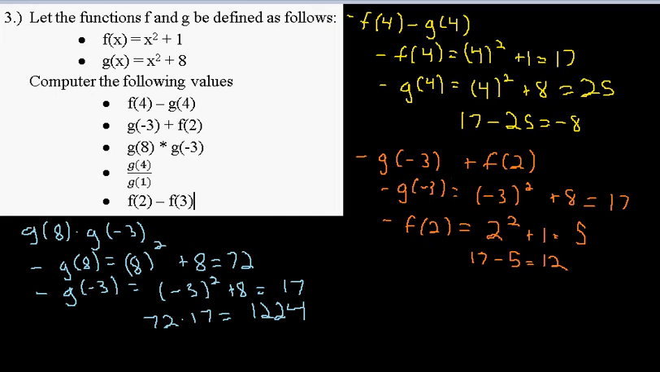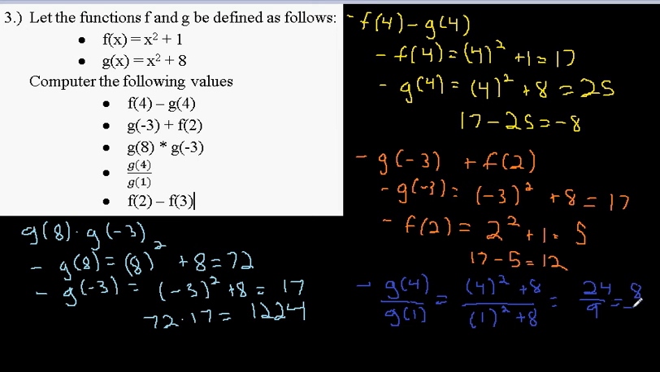Moving along, next problem. At this point, you should really have the hang of it. Pause the video, do these if you haven't already. So g of 4 over g of 1. Well, I'm going to write it a little differently this time. G of 4, I'm going to put in the top. So my g of 4 value is 4 squared minus 8. My g of 1 value is 1 squared minus 8. So this is going to end up giving me 8 over negative 7.